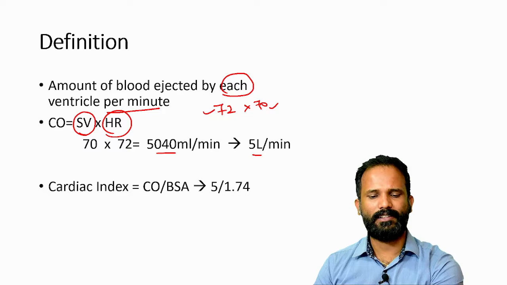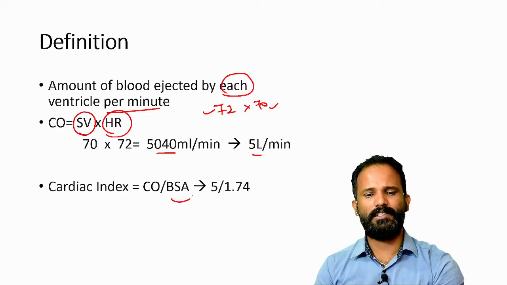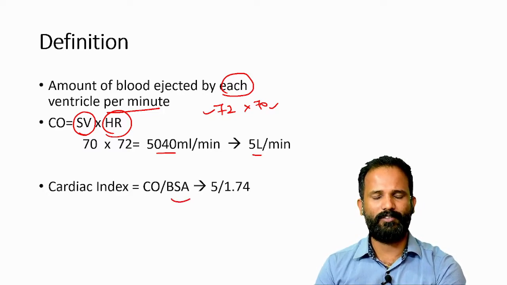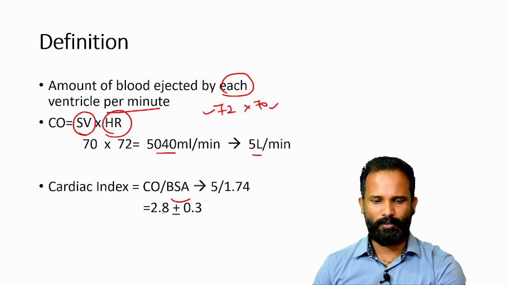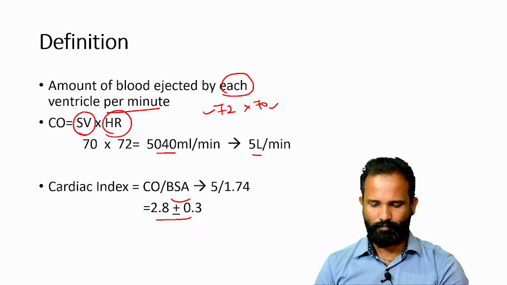And cardiac index is cardiac output in comparison with body surface area. So 5 liters by 1.74 is around 2.8 plus or minus 0.3, which is the cardiac index.